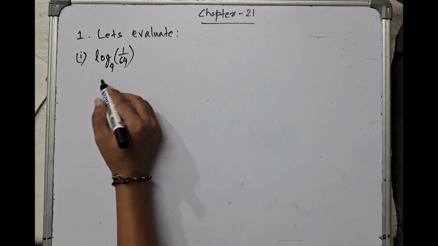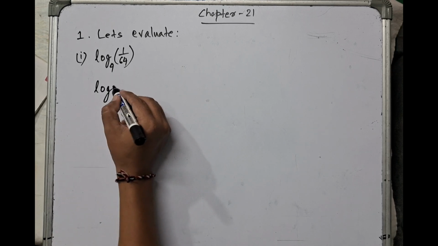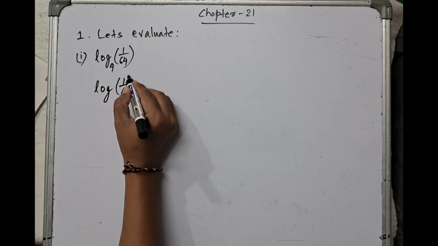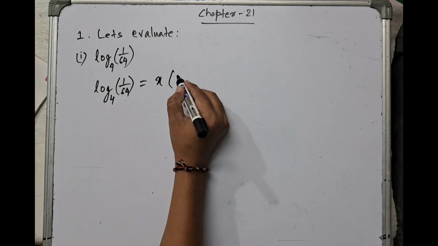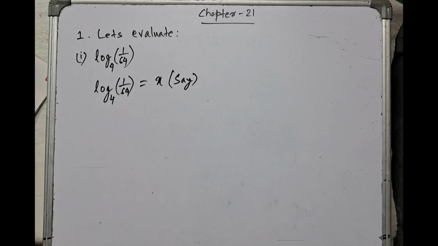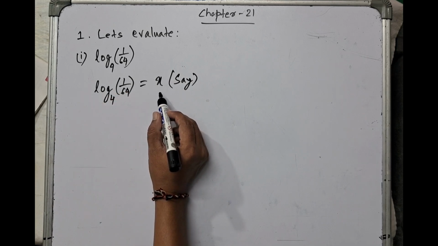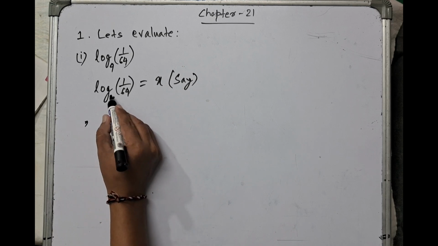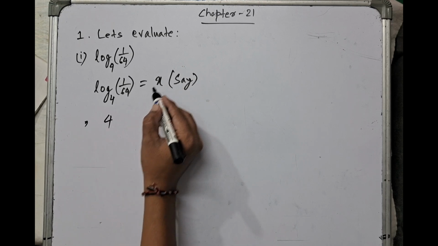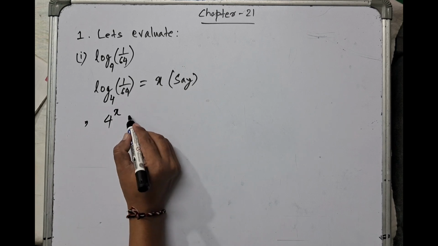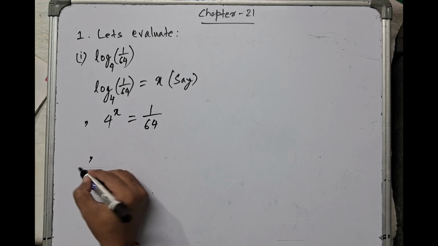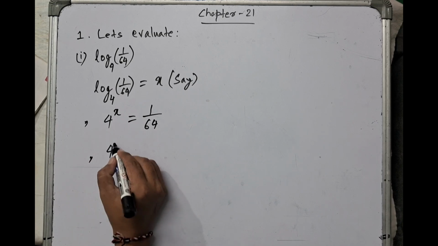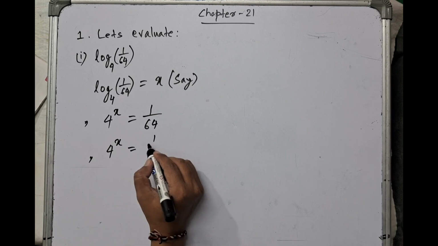So how do we solve this question? We simply write log 1 upon 64 to the base 4 equals x. Let's suppose the value of this is x. Now this is a logarithmic equation, so we will convert it to an exponential equation. How do we do this? This base 4 will remain as base and this x will come here as power. After that we write 1 upon 64 here. Now 4 to the power x is equal to 1 upon 64.